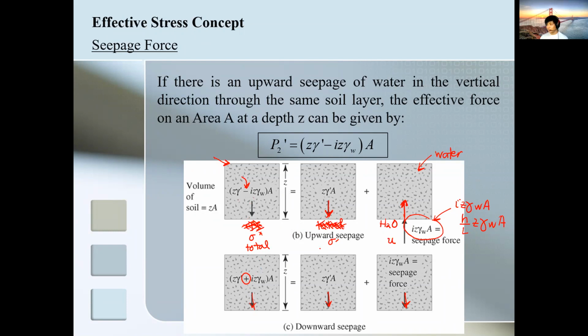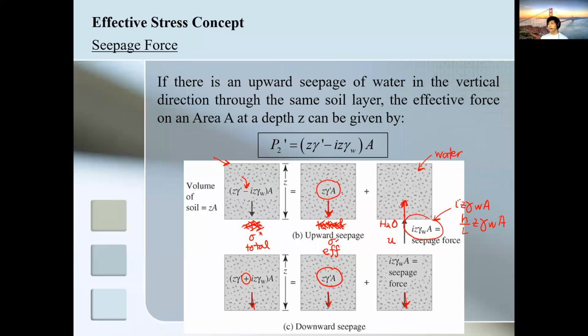Then the effective is, because in the center diagram, what we have here is only the gamma prime. So meaning that's the effective force of your specimen, plus the water, which gives you the total stress. So try to review this one later.